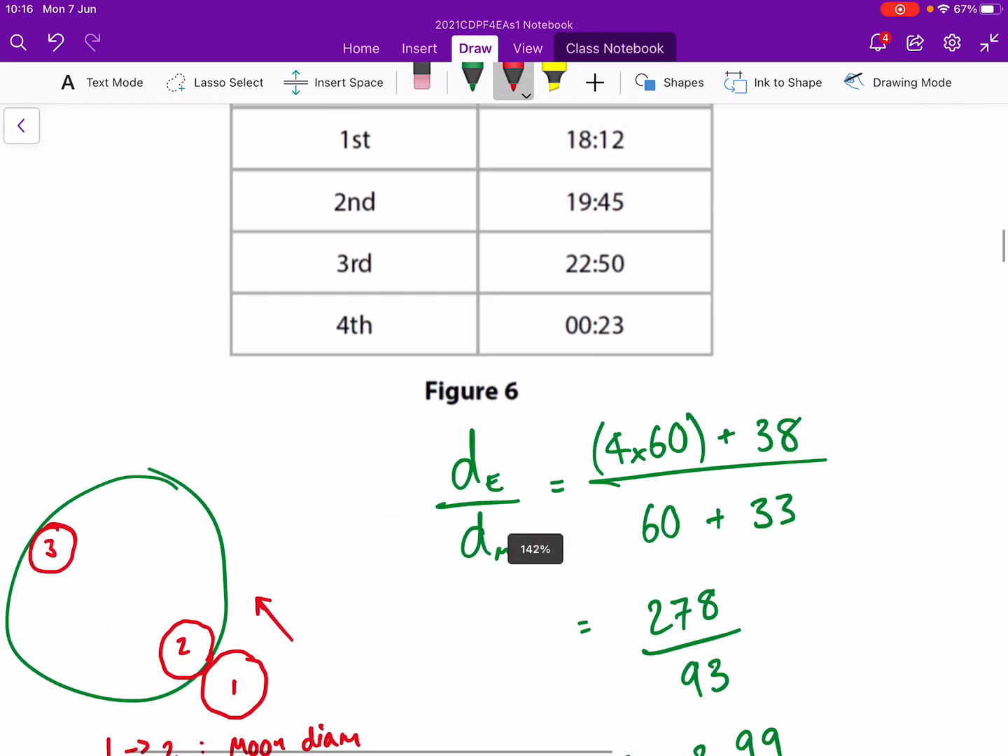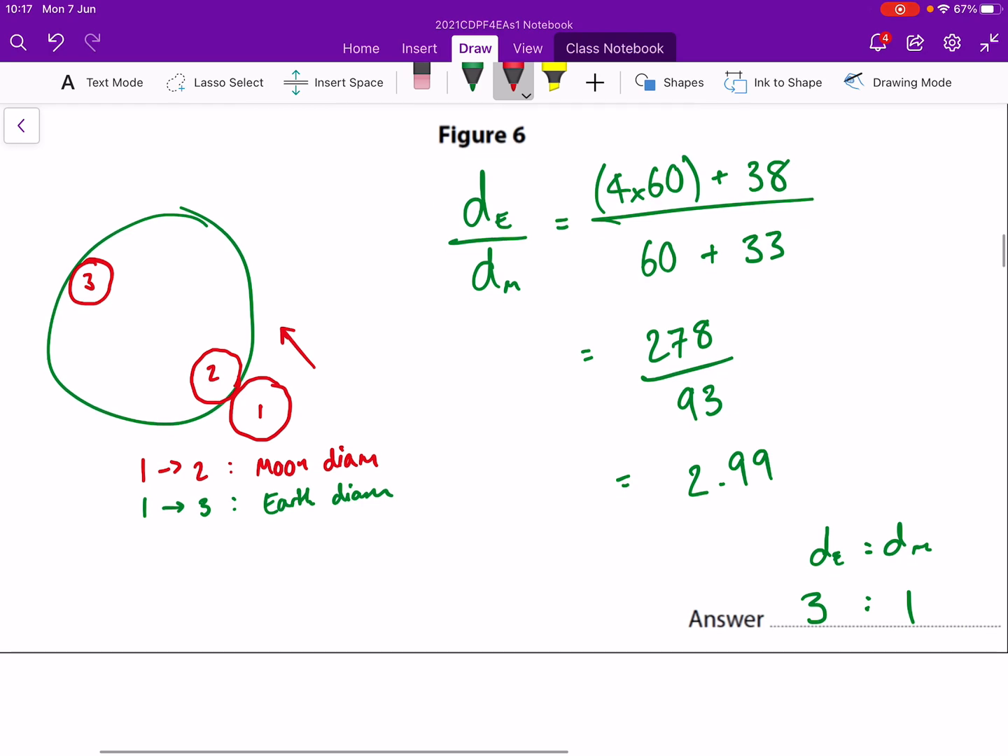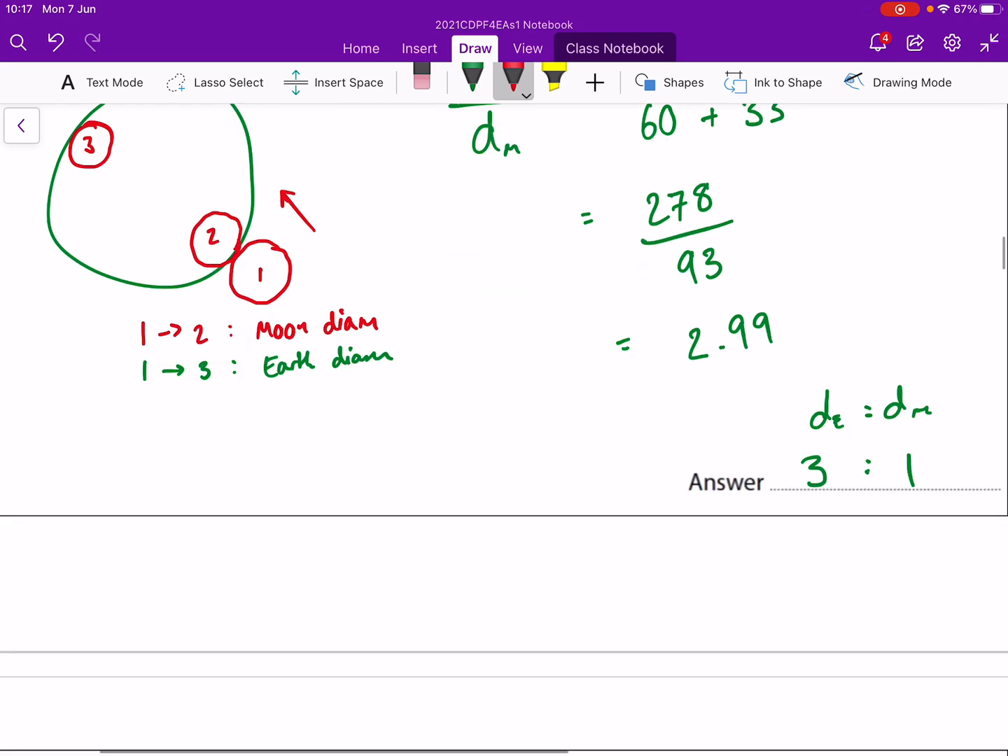So the distance for the Earth is going to be from 1 to 3. So I worked out that from 1 to 3, that's like 4 hours plus 38 minutes. And then the distance from 1 to 2 is like 1 hour plus 33 minutes. That gives you these ratios. So the diameter of the Earth compared to the Moon is 3 to 1.